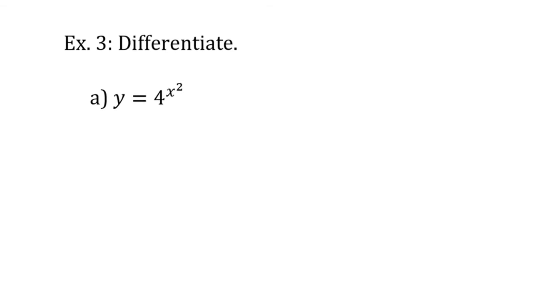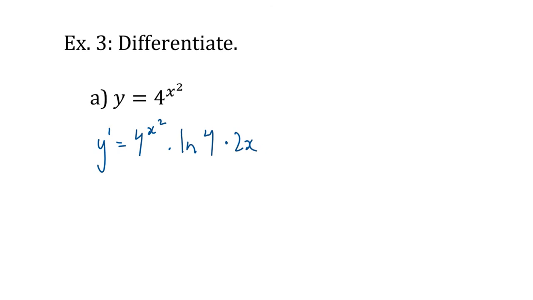y equals 4 to the x squared. y prime is 4 to the x squared times ln of 4. This is the part that we were skipping when we were doing e to the x, because it'd be ln of e, and ln of e is just 1, so we were skipping it every time, times the derivative of the exponent. Okay, so it's as easy as that.